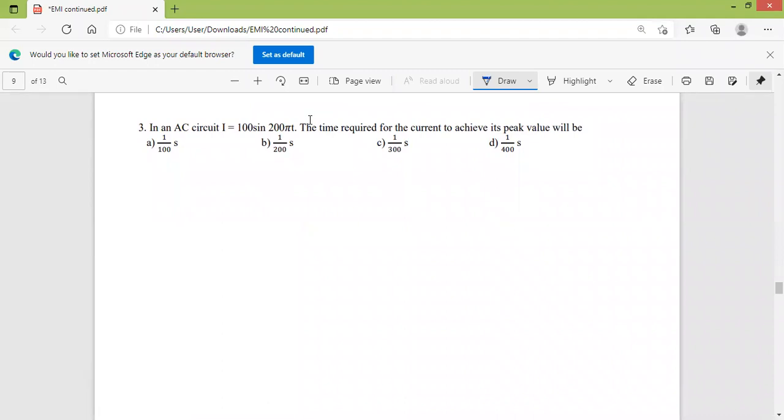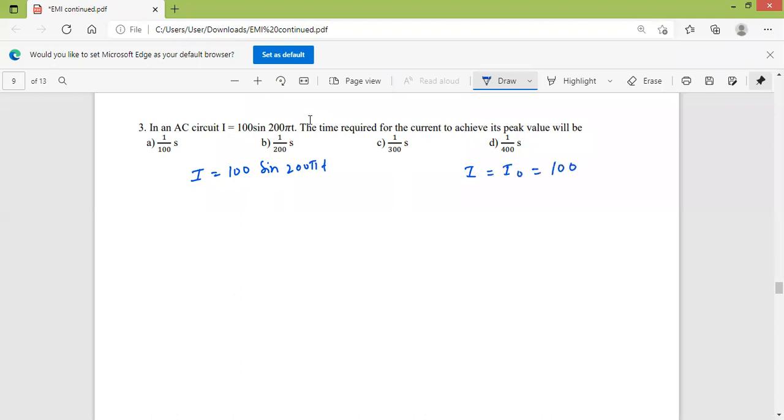Next one. In an AC circuit, I is equal to 100 sine 200 pi t. The time required for the current to achieve its peak value will be. They have given I is equal to 100 sine 200 pi t. We need the time for I to become I naught.